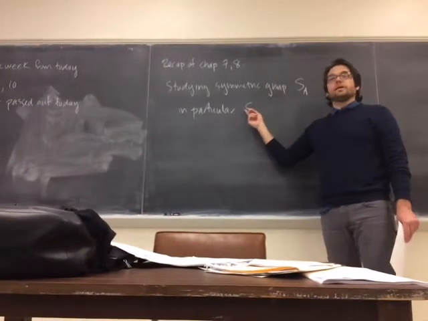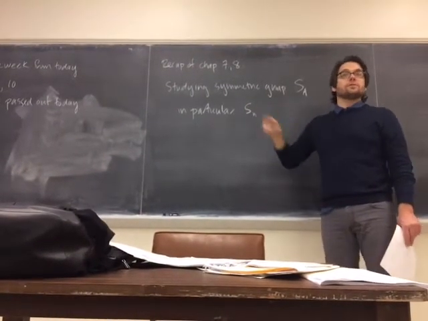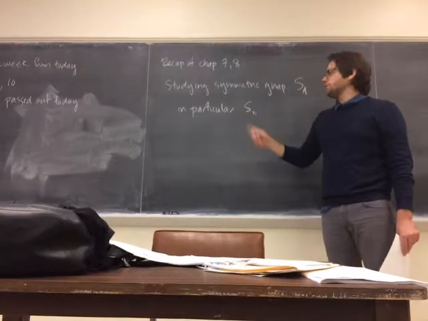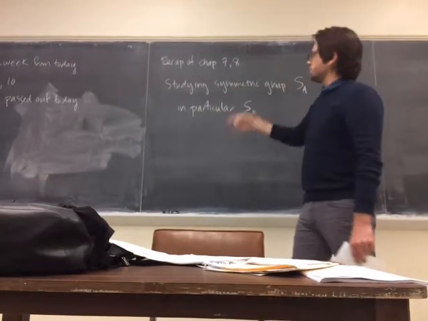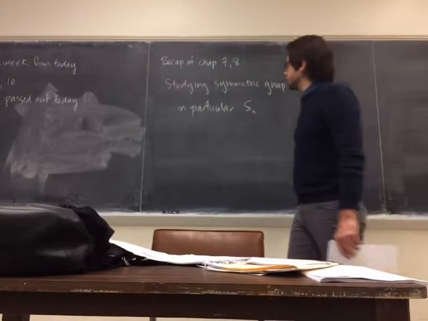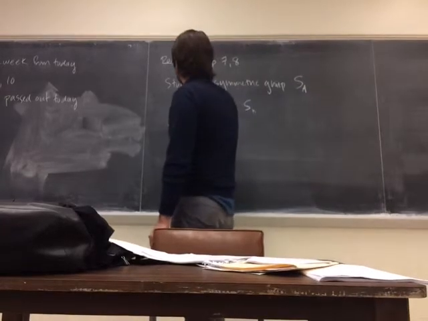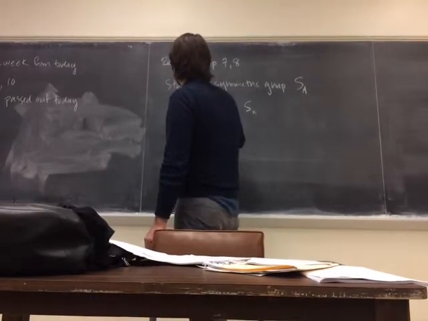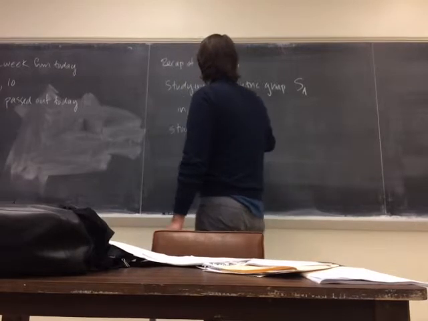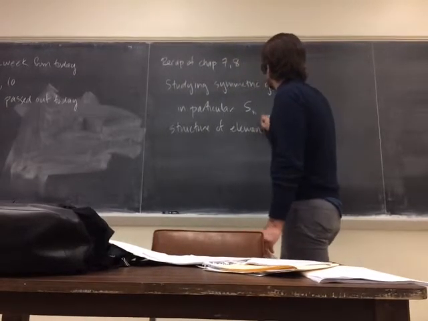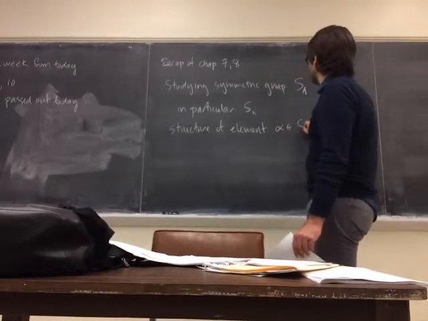We wanted to understand this group, and first of all, we looked at various examples of this guy. We saw the dihedral group sits in here. The symmetries of a square sit inside S4, and so this is a rich structure that encapsulates a lot of things we like. But we looked at the structure of elements, an element alpha in S_n.